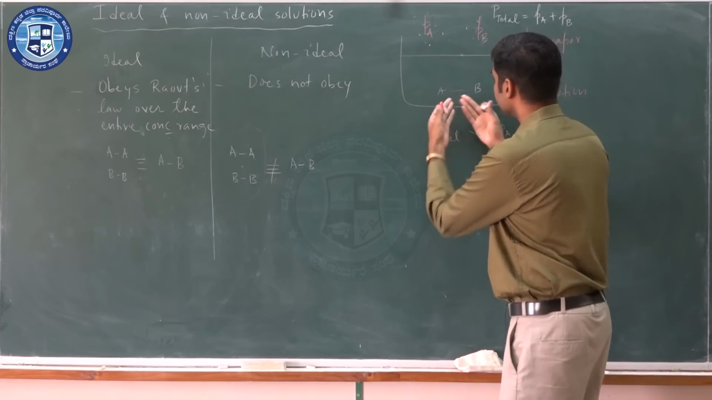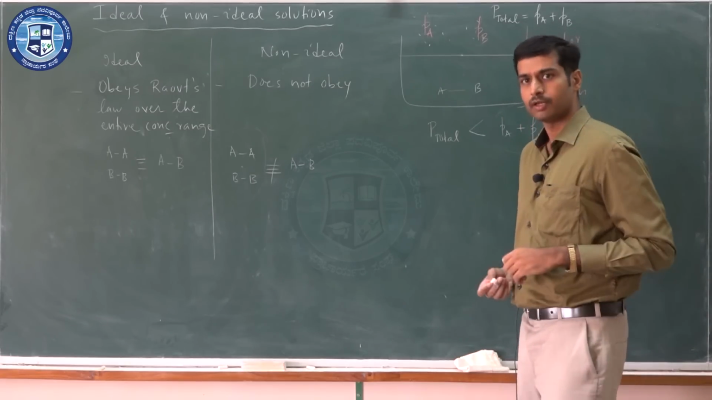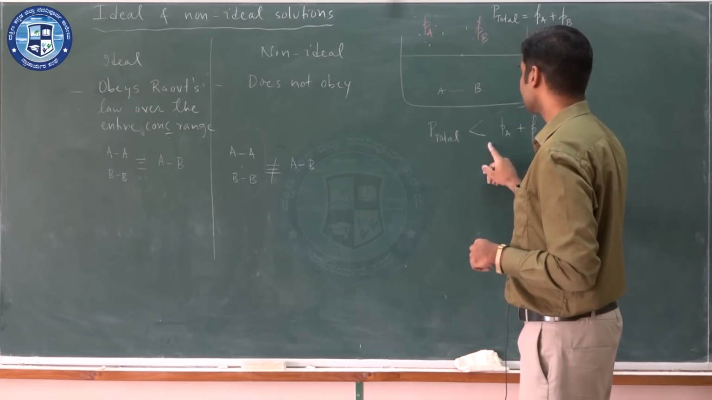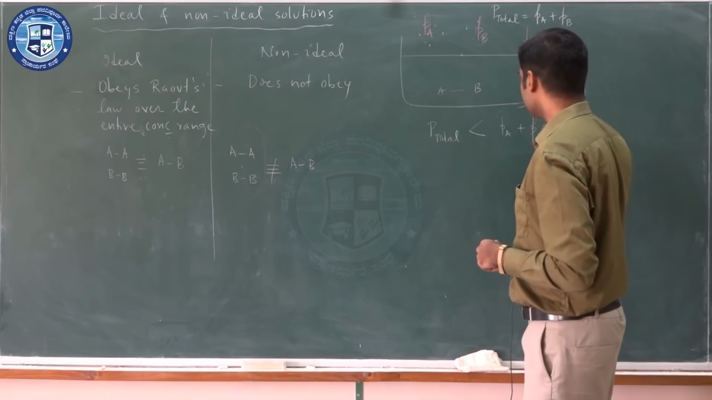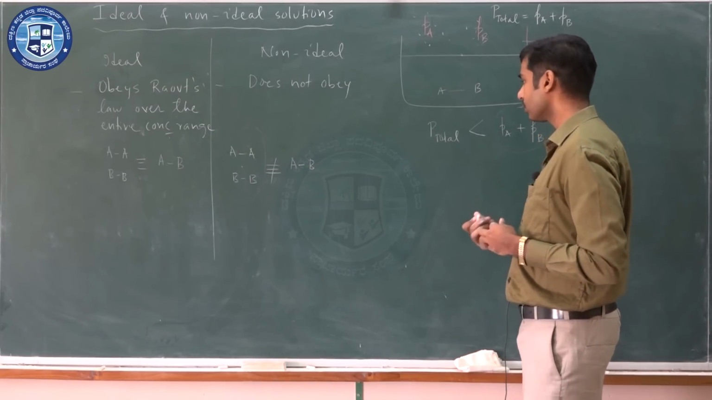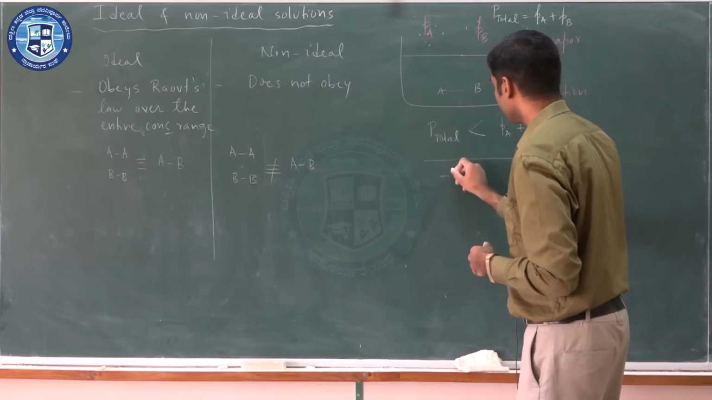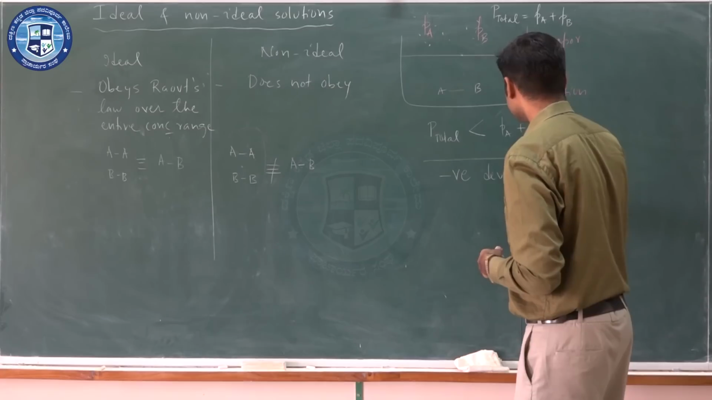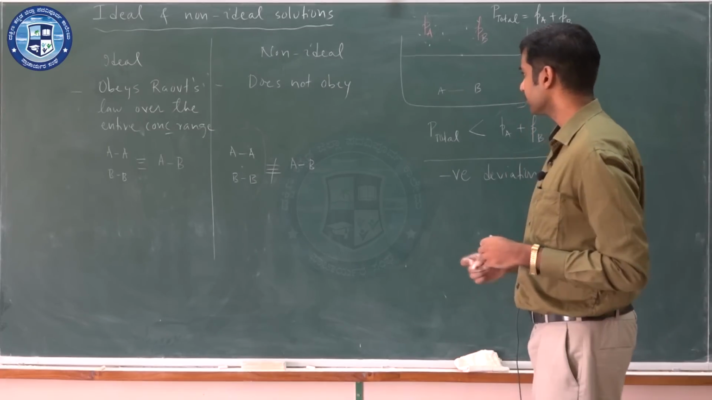Why is it less? Because of the interaction, and therefore, whenever I have interaction, I will get P total as less than the sum of the partial pressure of the individual component. This is what we understand as negative deviation from Raoult's law, negative deviation.